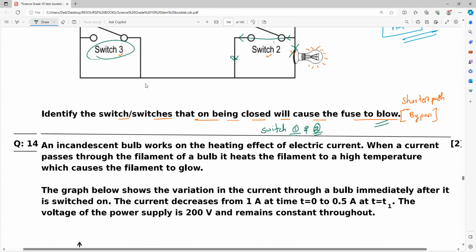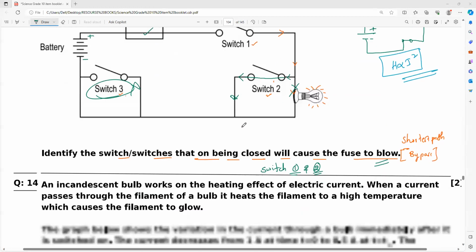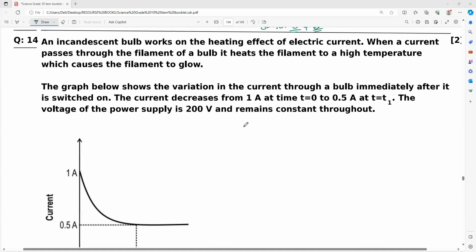What about switch 3, sir? Switch 3, no use. Whether it is closed or open doesn't matter for us. We will only consider what is important. So this is the question. Even yesterday we discussed it, and I have shared the concept also. So I hope everybody is clear. Anybody having a doubt, you can ask me.